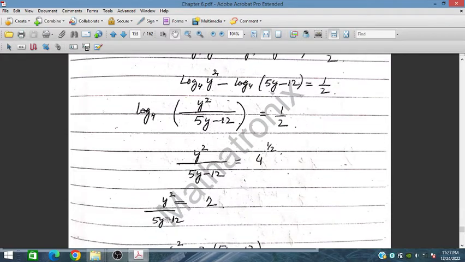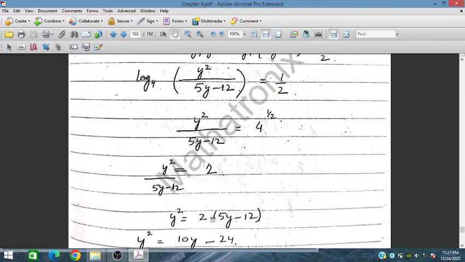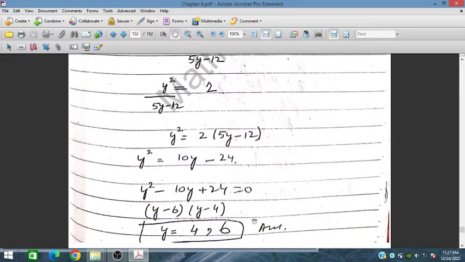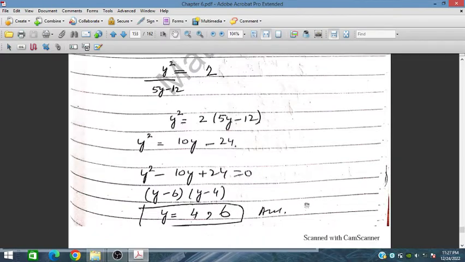So this y square 5y minus 12 is equal to 2, and by shifting it here, this y square is equal to 2 into 5y minus 12, and now after some manipulation 10y, this is 24, and by shifting it on one side, y square minus 10y plus 24 is equal to 0. Now factorize it, y minus 6 and y minus 4. So y is equal to 4 and y is equal to 6 are two solutions.